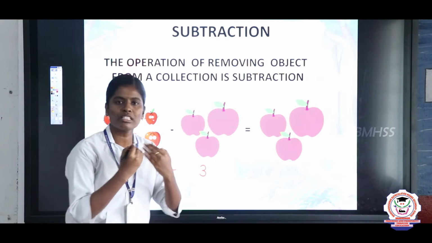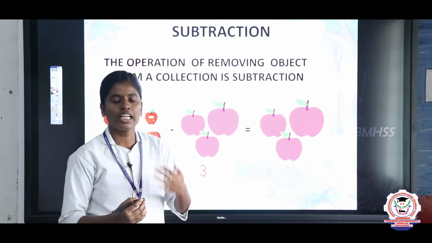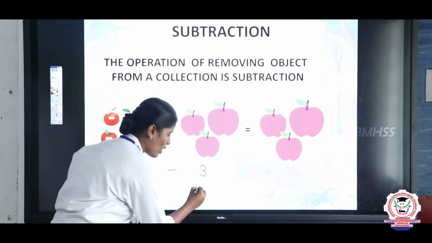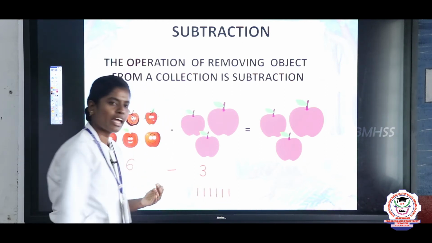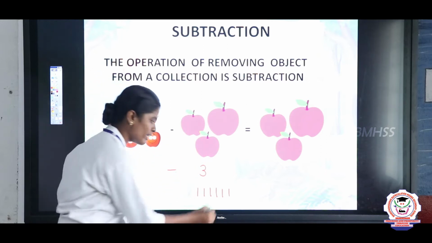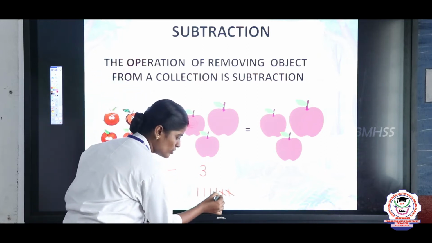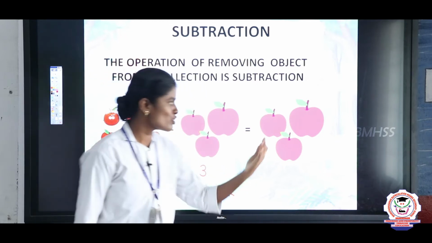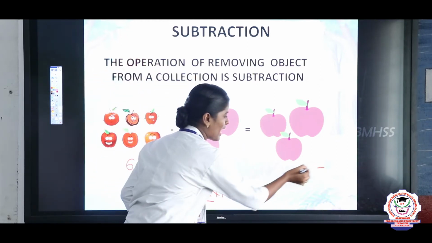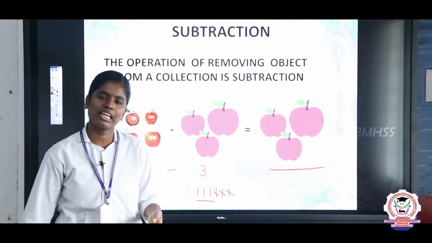Now we are going to subtract this. You are getting the answer. So put 6 lines: 1, 2, 3, 4, 5, 6. And then you strike out 3 lines: 1, 2, 3. So remaining, how many lines are there? We have 3 lines. So the answer is 3 apples.